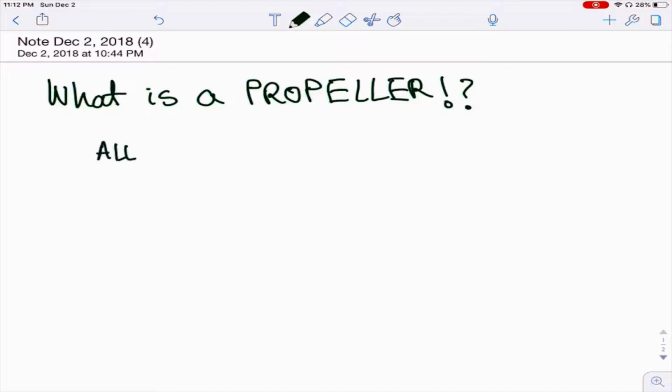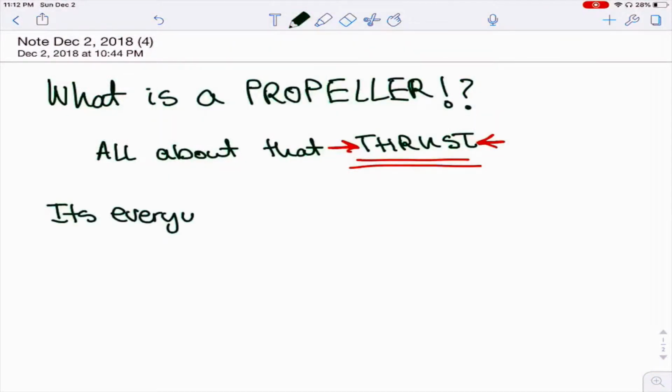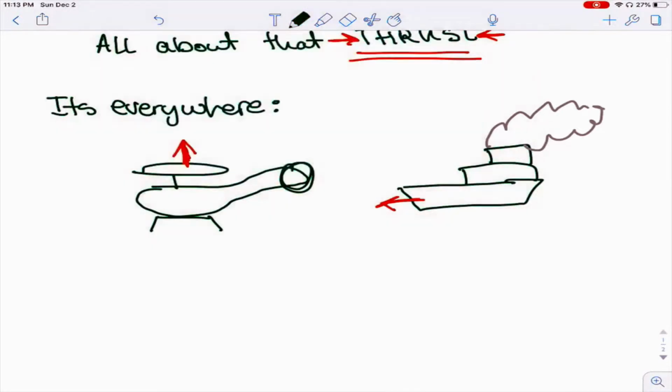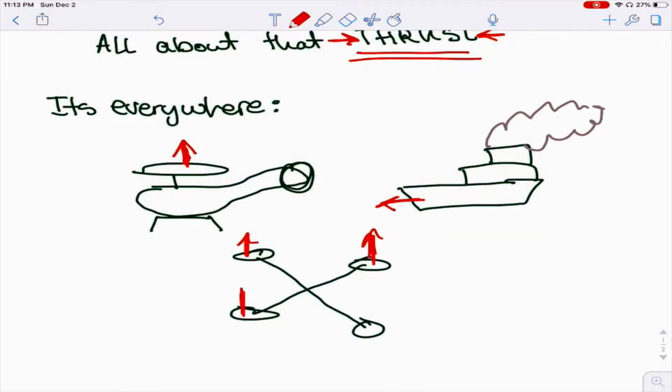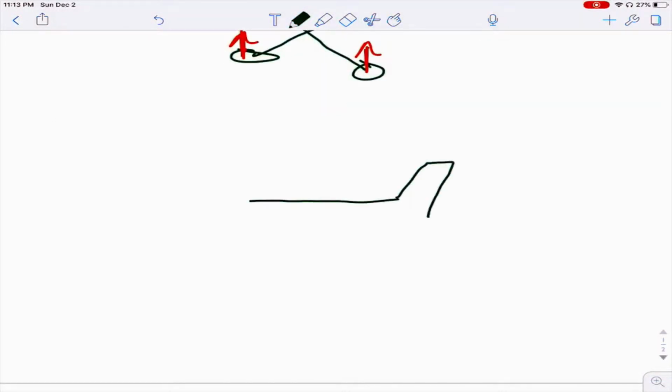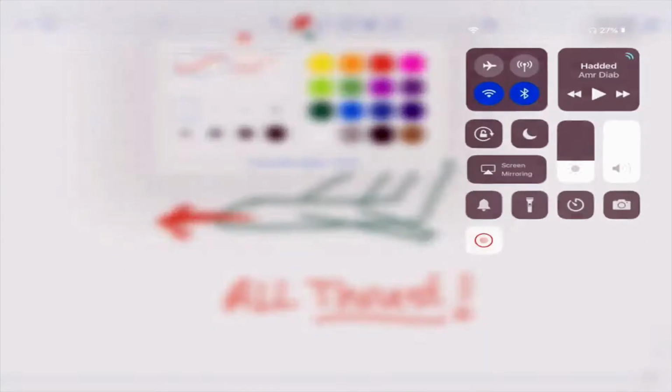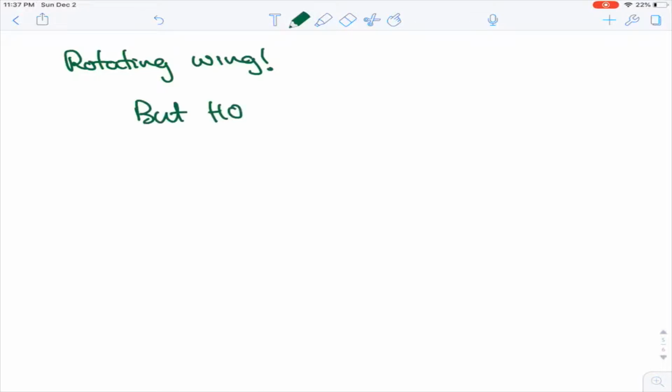What is a propeller? A propeller is all about that thrust, and it's everywhere. For example, propellers are found on helicopters, on ships, on drones, and subsonically, most importantly, on airplanes. A propeller can also be seen as a pair of rotating wings. But how? Consider the following.